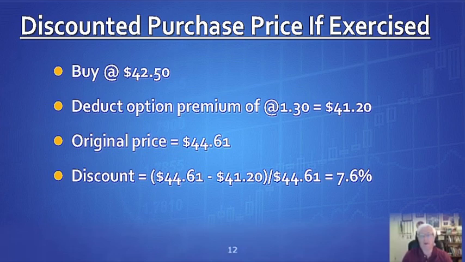Now what happens if the put option is in fact exercised when the price of the stock dips below the strike price of 42.50? Well, we are obligated then to buy the stock at 42.50. But our cost basis is actually the 42.50 less the premium we receive from the sale of the put, which brings it down to 41.20. Now, if you recall, the original price of the stock when we entered the put trade was 44.61. So the discount at the time we purchased the stock as a result of the put being exercised is then a 7.6% discount.